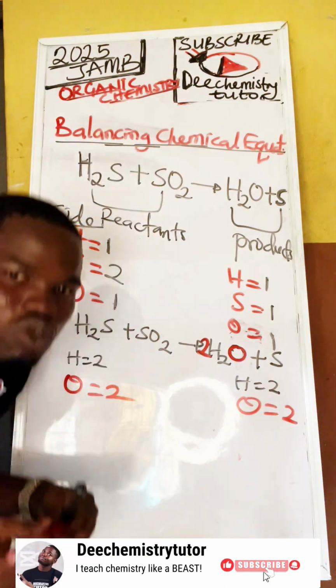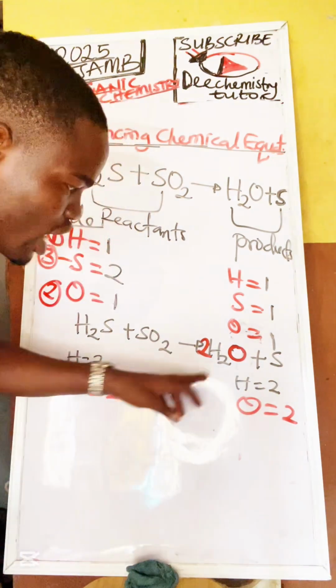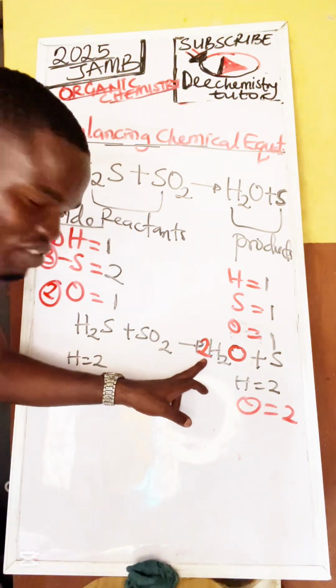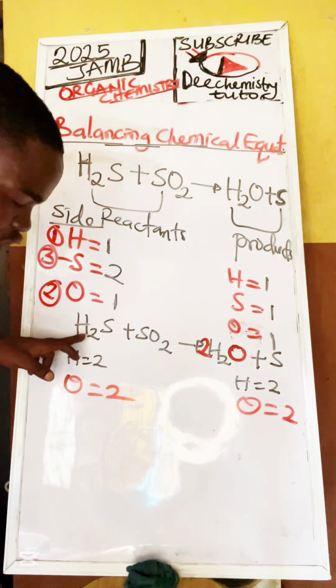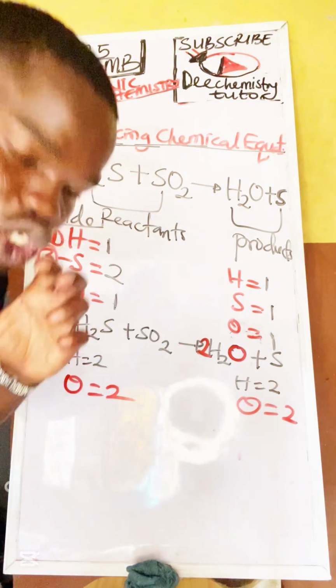What does it state? You can neither create matter nor destroy it. Now look at it. There's a problem. I've created matter. Look at it. Hydrogen here was 2 and I've made 4. I've already created matter. I've already disobeyed that law.